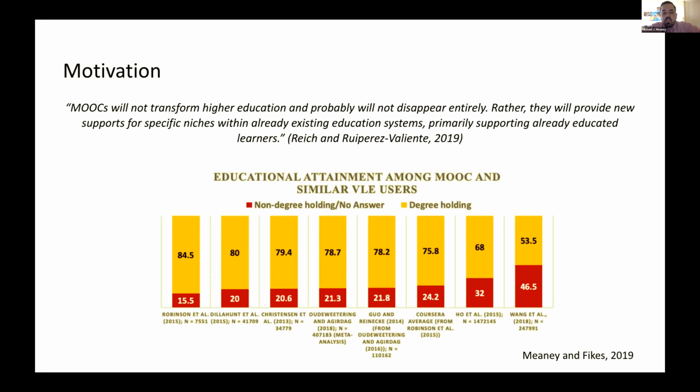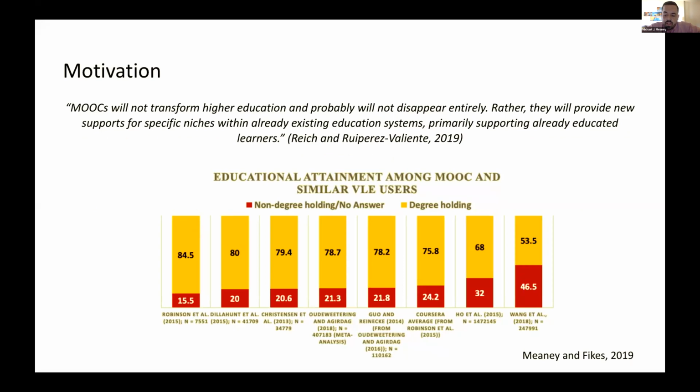that MOOCs will not transform higher education and will probably not disappear entirely. Rather, they will provide new supports for specific niches within already existing education systems, primarily supporting already educated learners.